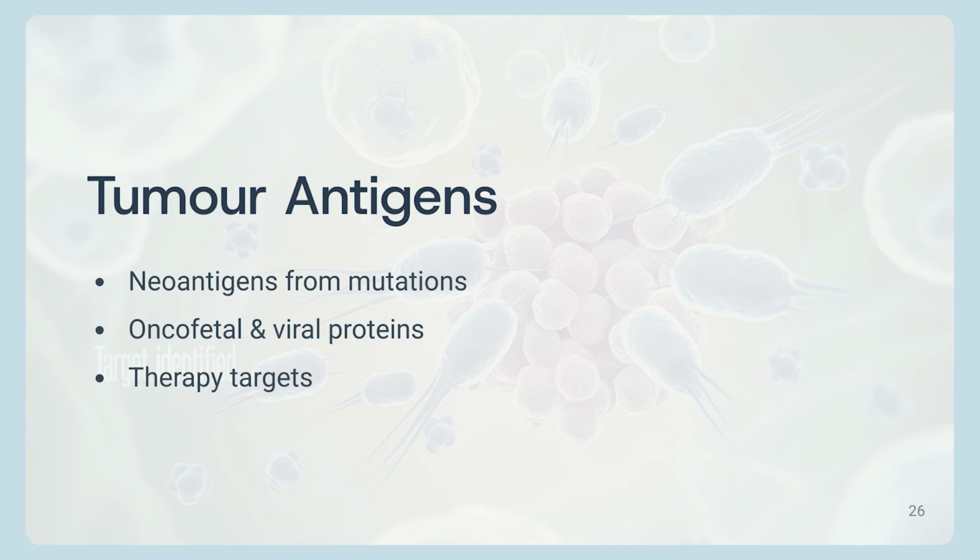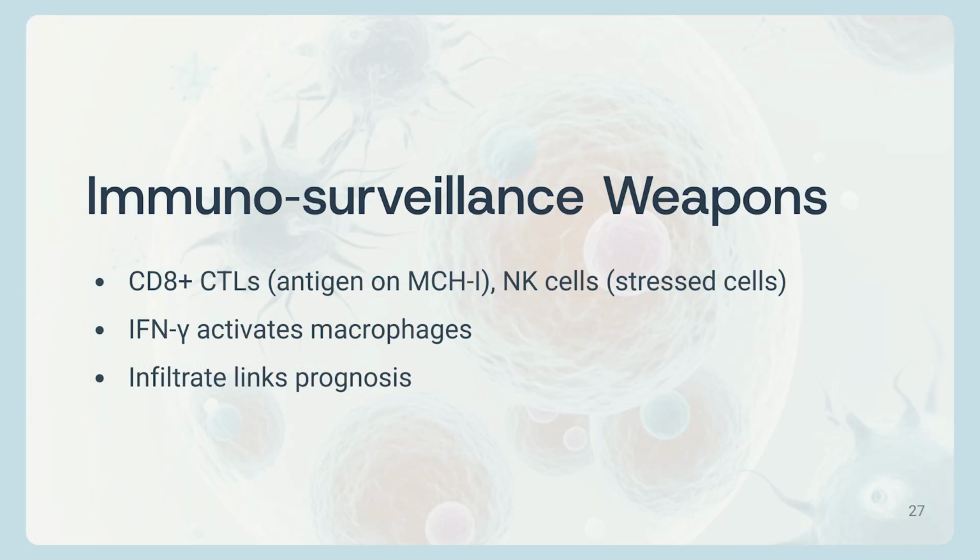Other tumor antigens are not entirely foreign. They are proteins usually expressed only during early development, like oncofetal antigens, or proteins from viruses that can cause certain cancers, like HPV. These antigens are important targets for your immune response, and scientists are actively studying them to develop targeted cancer therapies. So, how does your immune system fight cancer cells once it recognizes them?